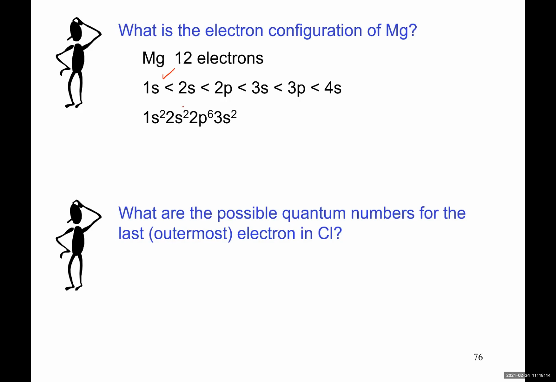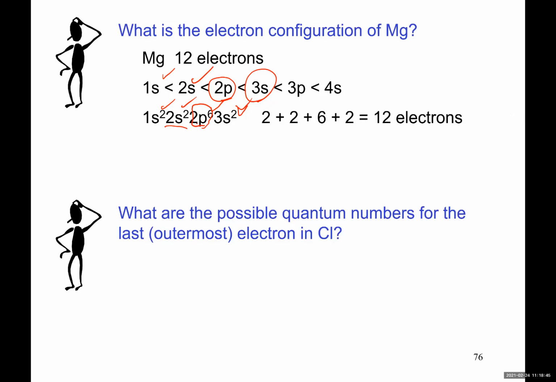1s2, 2s2. Remember, p's come as triplet sisters. P subshells can accommodate 6 electrons because there are 3 p orbitals. Next one is 3s. That's 2. Let's count the total number of electrons. 2, 4, plus 6, 10, plus 2, 12. So this is the configuration of magnesium.